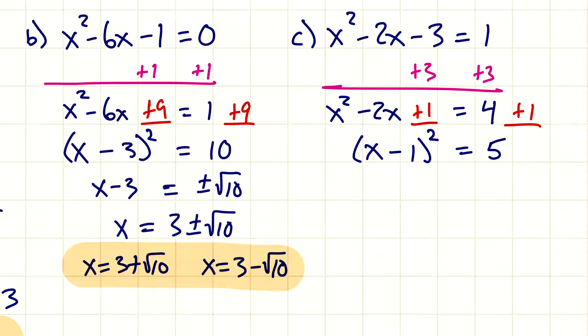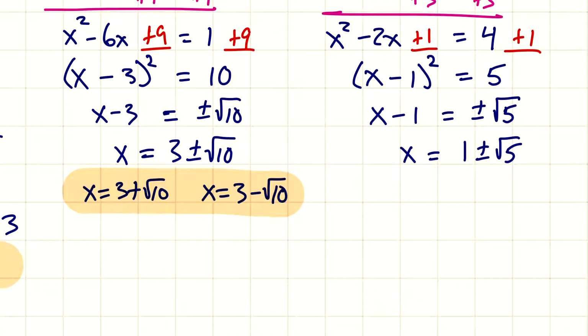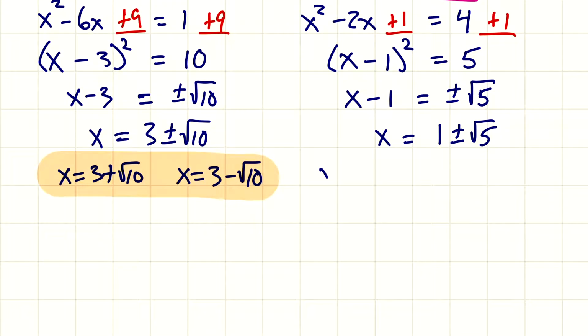And we could solve this. We're going to take the square root of both sides. So this is going to be x minus 1 equals plus or minus the square root of 5. And then I'm going to add 1 to both sides. So this is going to be 1 plus or minus the square root of 5. Which means we're going to have two possible answers, x equals 1 plus the square root of 5 and x equals 1 minus the square root of 5.